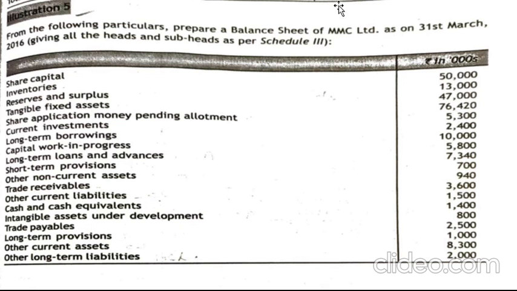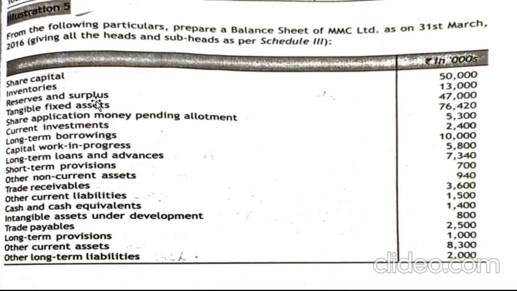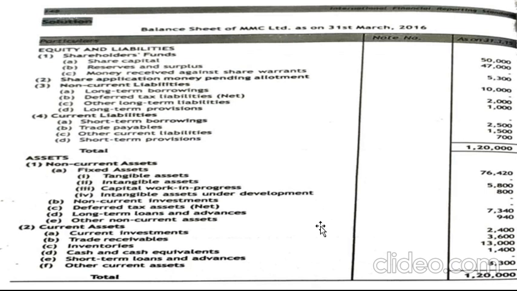So inventories, which is 13,000 here. So we will record inventories 13,000. Next, we have cash and cash equivalent heading. Cash and cash equivalent in the question is 1,400. So we will record cash and cash equivalent 1,400.